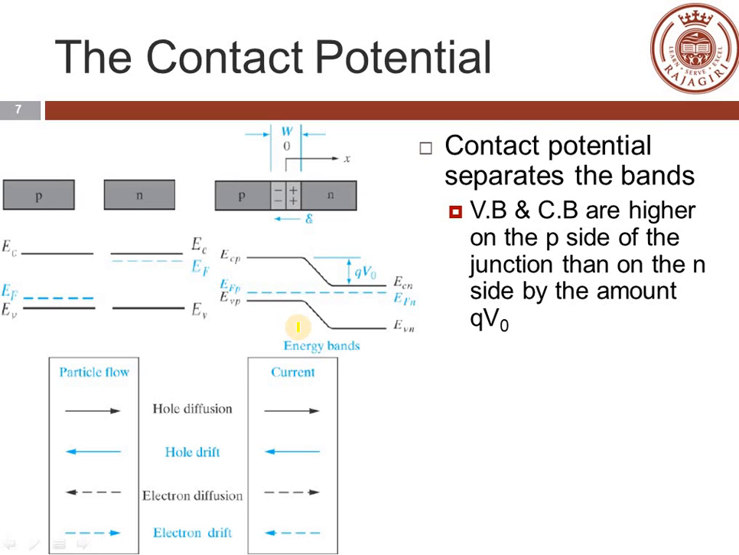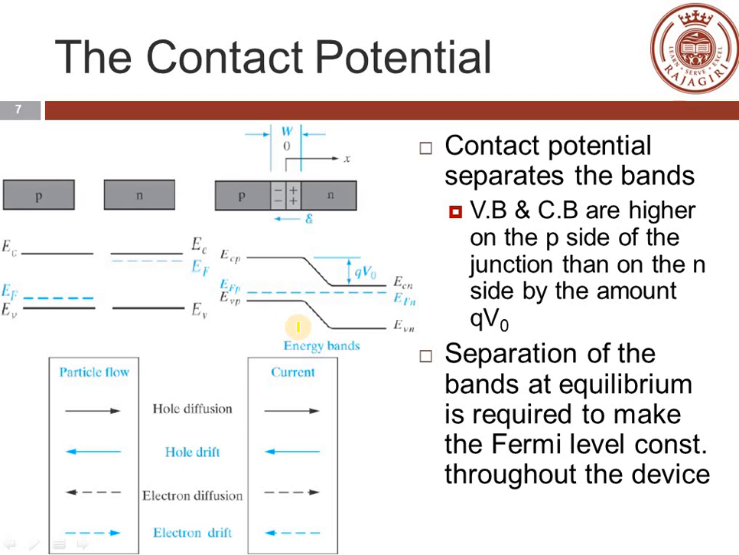The contact potential separates the bands as we discussed now. Valence band and conduction band are higher on the P side of the junction than on the N side by an amount qV0. But at equilibrium we will be having only one Fermi level. EFP will be equal to EFN at equilibrium. Now separation of the bands at equilibrium is required to make the Fermi level constant throughout the device.